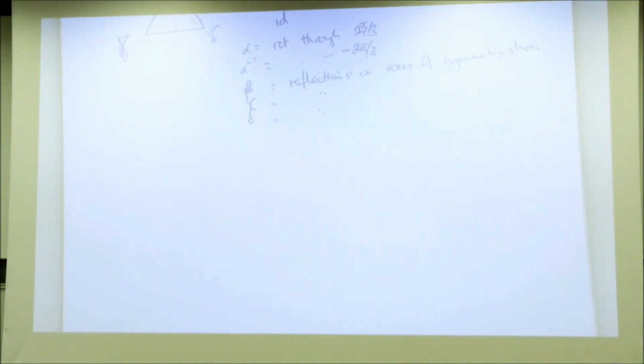Okay, so the group G is going to have size 6. You can take the equilateral triangle out, and you can either rotate it or you can turn it over. There are 3 ways of rotating it, and there are 3 ways of turning it over, and that's it. So the size of the group is 6.